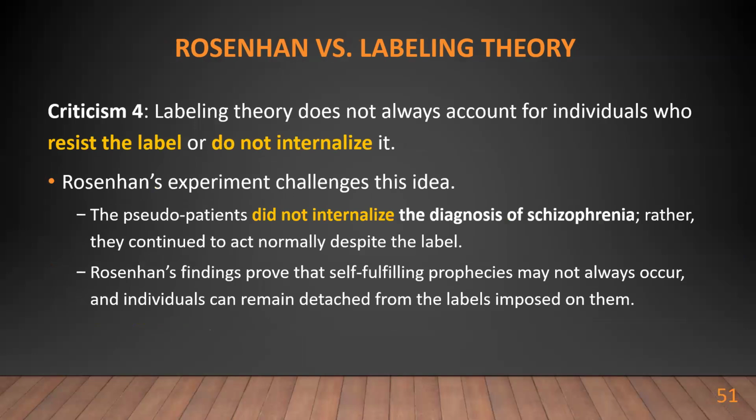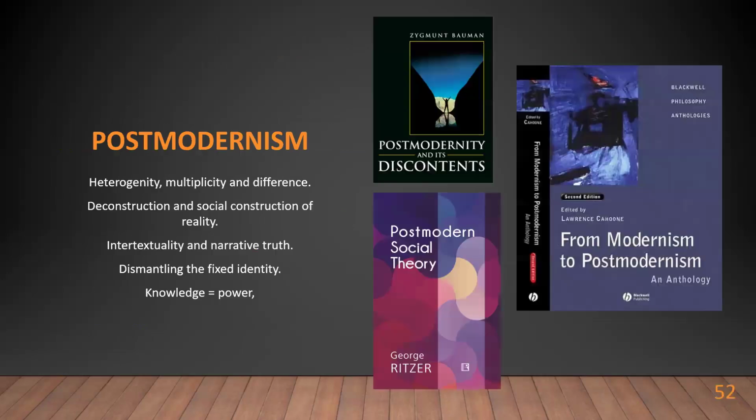And criticism number 4. Labeling theory does not always account for individuals who resist the label and do not internalize it. Not only do they exist, but Rosenhan's experiment proves it, because he and his partners didn't accept this. They didn't internalize the diagnosis of schizophrenia. Rather, they continued to act normally despite the label. So Rosenhan's findings prove that self-fulfilling prophecies may not always occur, and individuals can remain detached from labels imposed on them.